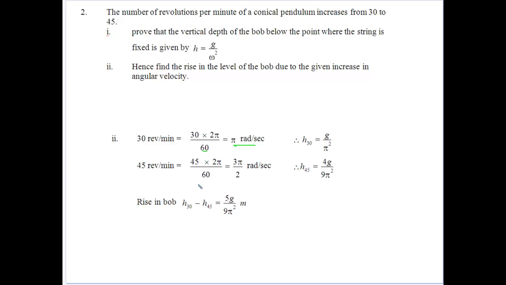45 revolutions per minute, well, we multiply by 2 pi and divide by 60 to give us 3 pi on 2 radians per second. And we sub that in, we get 4g on 9 pi squared. Do our subtraction, gives us 5g on 9 pi squared.